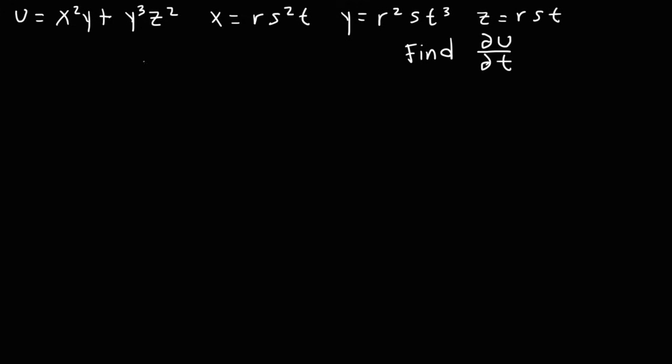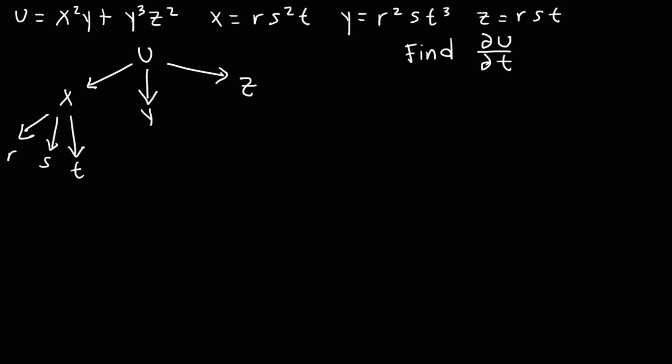So let's begin with a tree diagram. So u is dependent on three variables, x, y, and z. Now x also depends on three variables. It depends on r, s, and t. The same is true for y, and the same is true for z. Now, since we're looking for the partial derivative of u with respect to t, we're going to focus on the t variables.